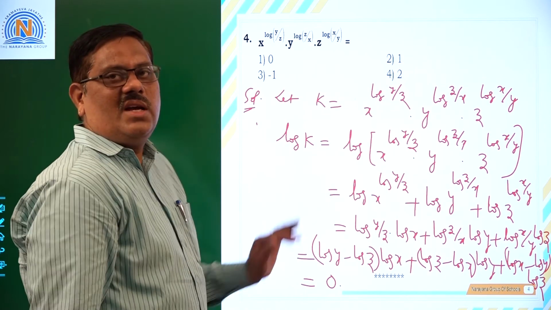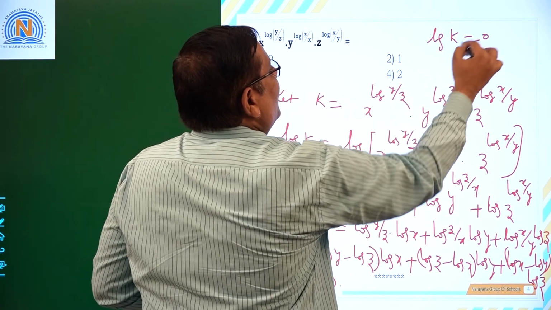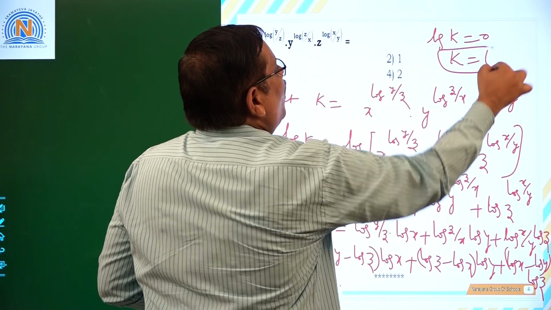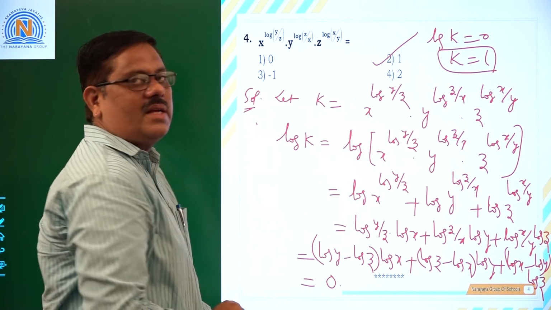Log k is 0. If log k is 0, then k is certainly 1. The value of k is 1. That is nothing but second option for us.